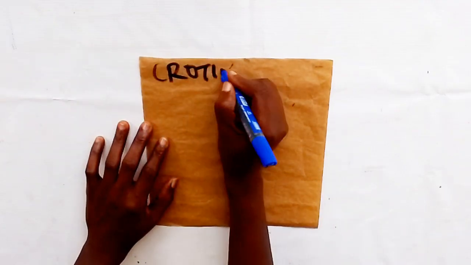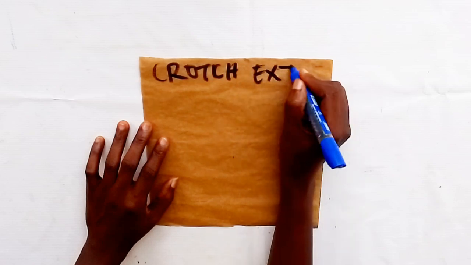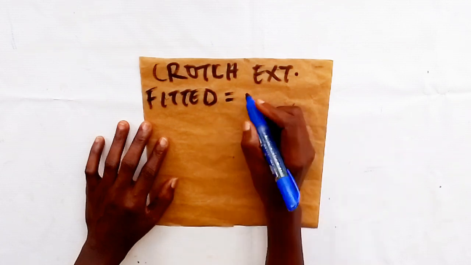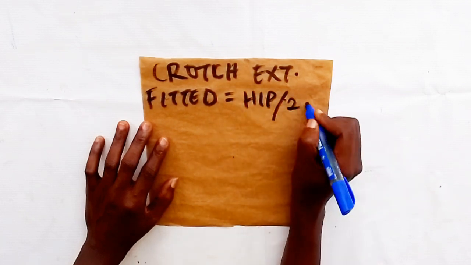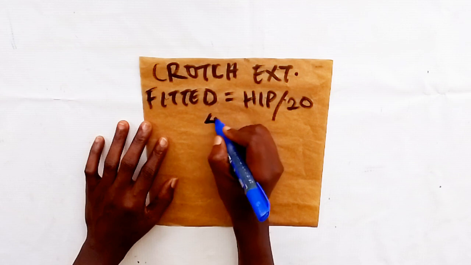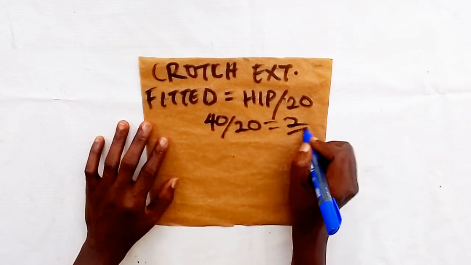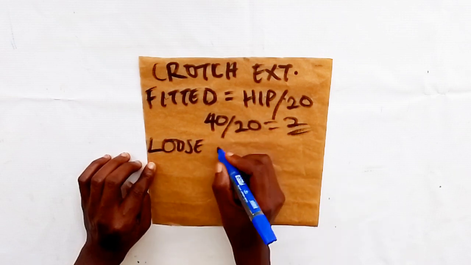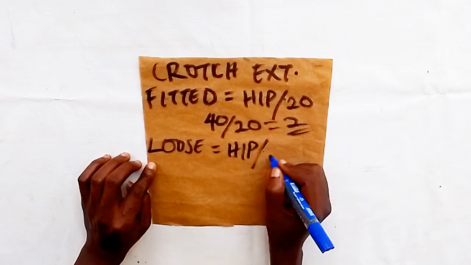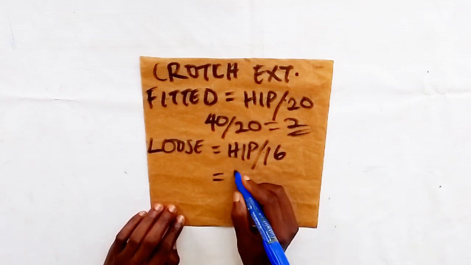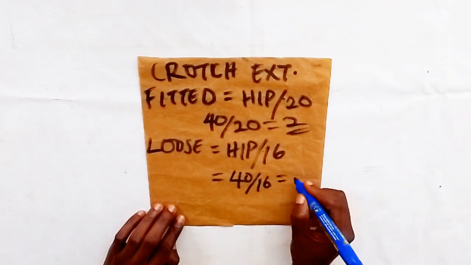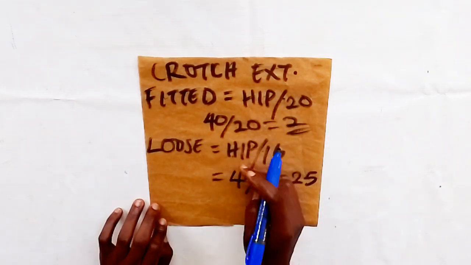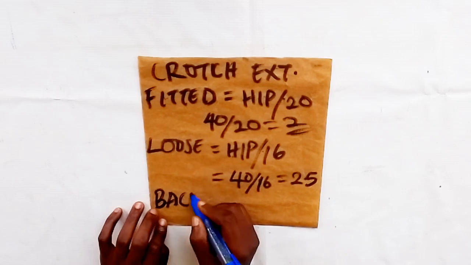Now the next thing we want to do is to calculate the formula for our crotch extension. For a fitted pant, what you need to do is to divide your hip measurement by 20. That is for the front crotch extension. We are still taking 40 inches as our example, divided by 20, that is 2. For a loose pant, what we are going to do is to divide our hip by 16. This is also for the front crotch extension. After dividing it by 16, what I got was 2.5. You can see that the answers are also different from each other.